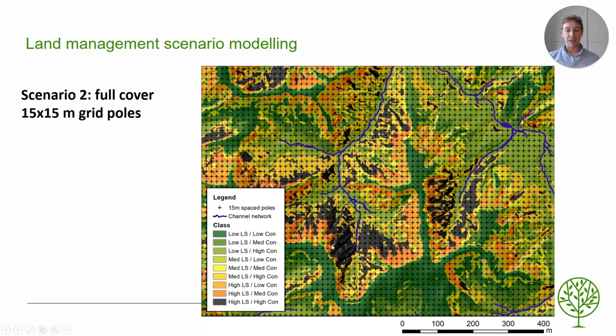Obviously, less trees will be required to plant out only that one class of highly susceptible and highly connected slopes versus planting the entire farm. And we can then work out what the average cost would be on a per hectare basis of a targeted versus non-targeted approach.